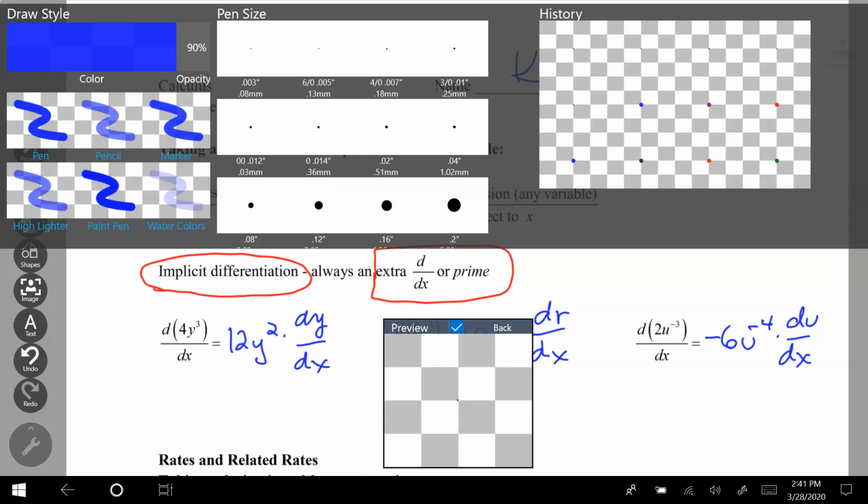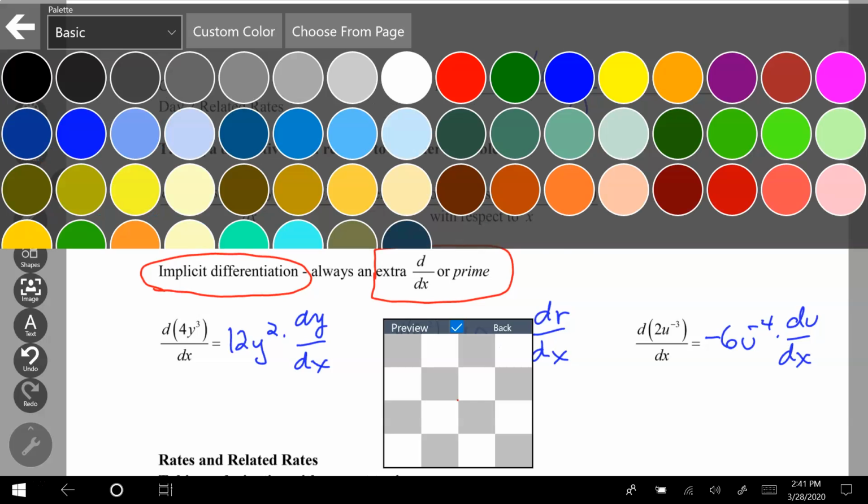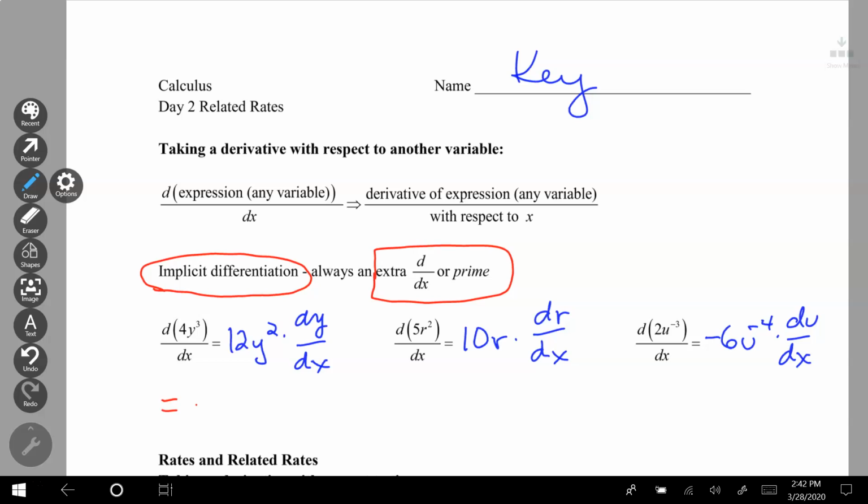Or if you want to do it with the primes instead, I get 12y squared times y prime, 10r times r prime, or negative 6u to the negative 4 times u prime. Remember, we always add this extra prime to it. Okay, move it up.